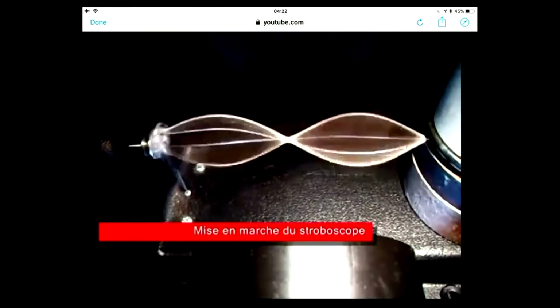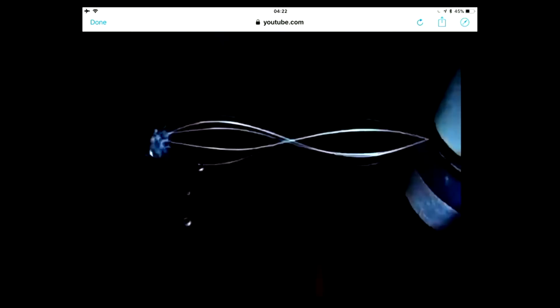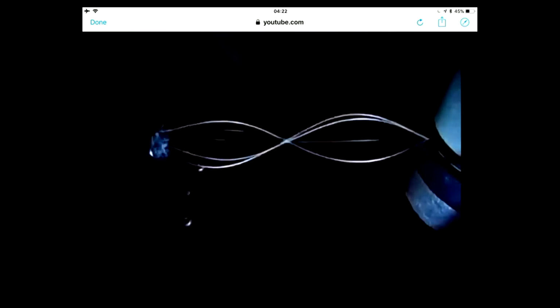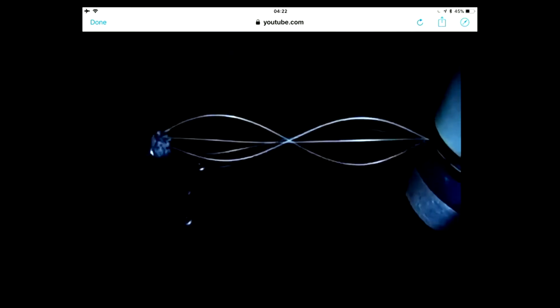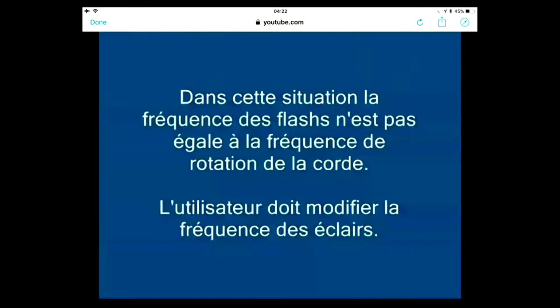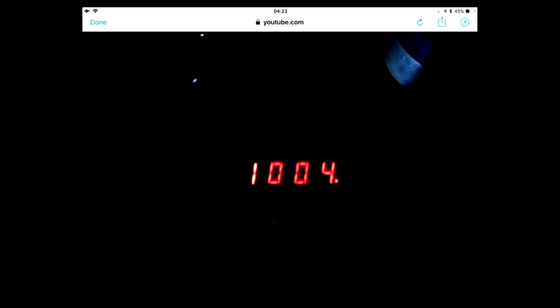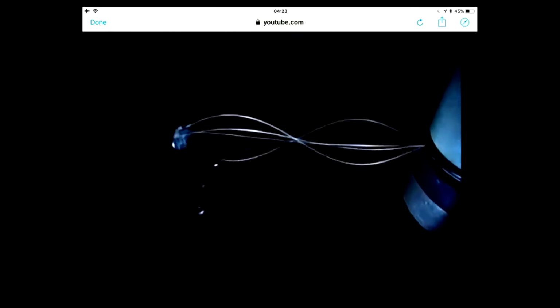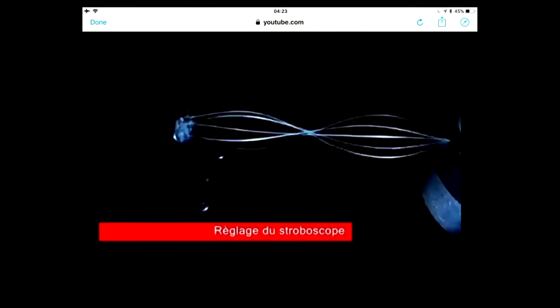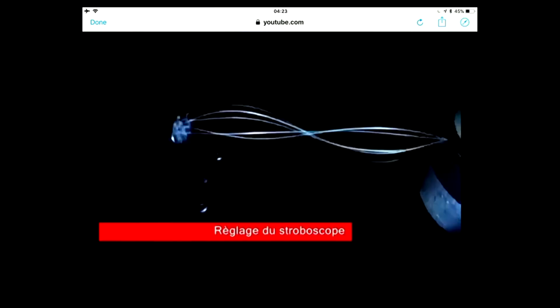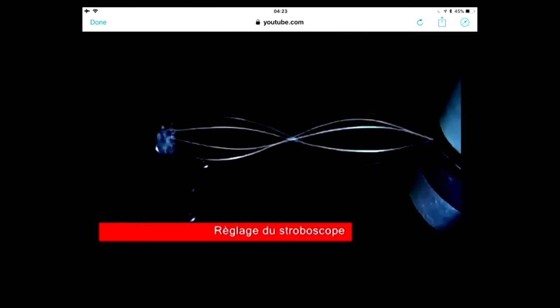Now they turn on the stroboscopic light. The stroboscopic light means that we have flashes of light at a certain frequency. You see that as you tune the frequency of these flashes properly, this string seems to be stationary, because you illuminate the string once every period. So then you just see the mode. They're still tuning it.